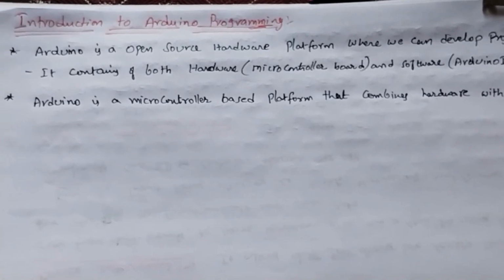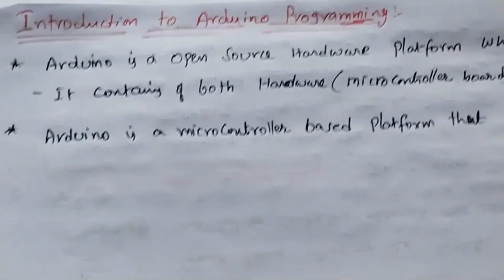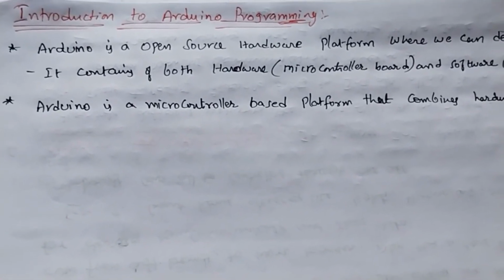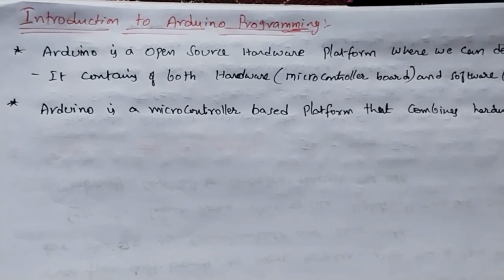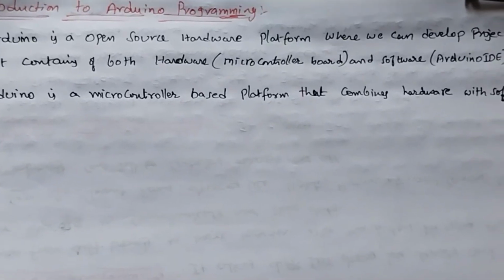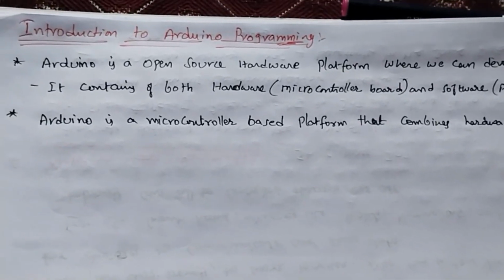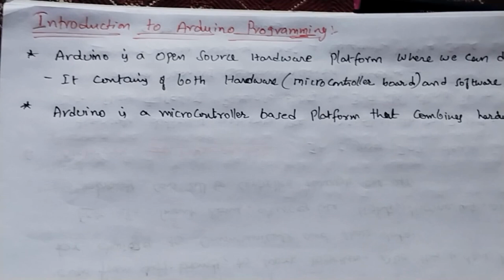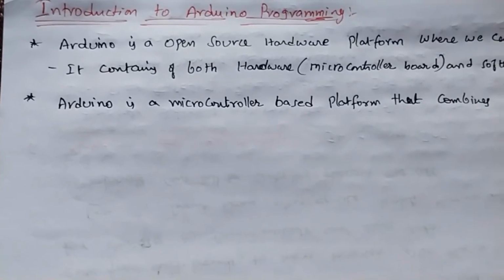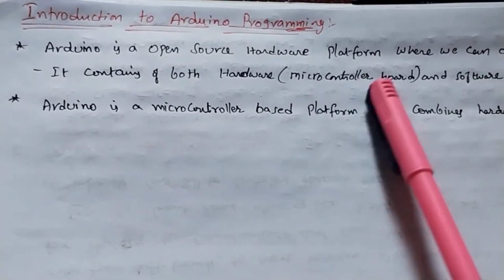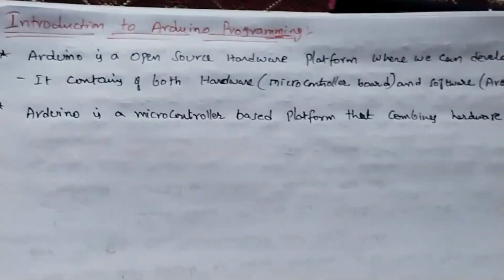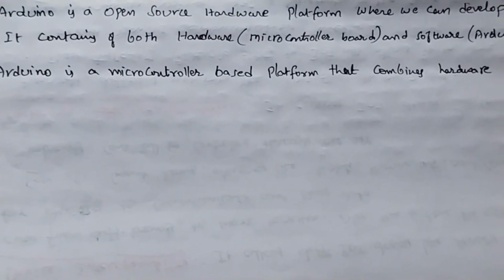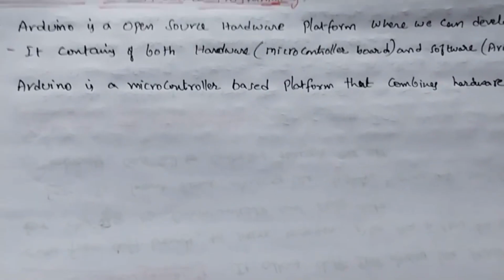In today's class we will discuss an introduction to Arduino programming. First of all, what is an Arduino? An Arduino is an open source hardware platform where we can develop projects based on easy to use hardware and software. Arduino is the combination of both the hardware microcontroller and the software Arduino IDE. Arduino is a microcontroller based platform that combines hardware with software.